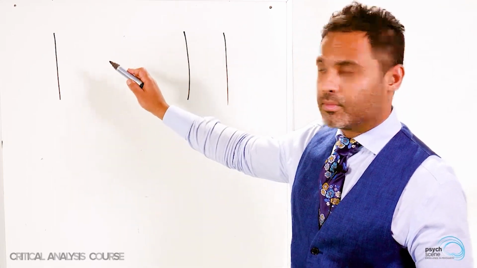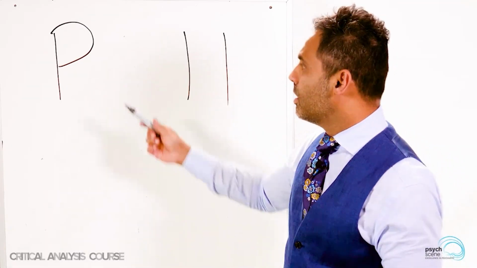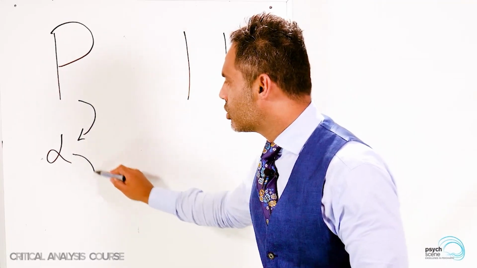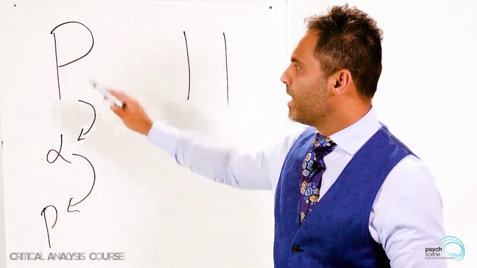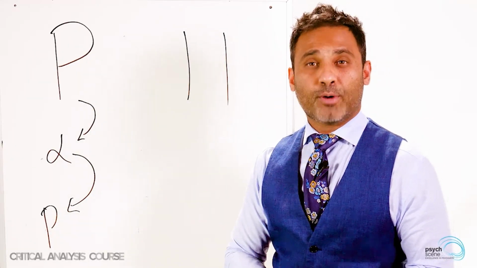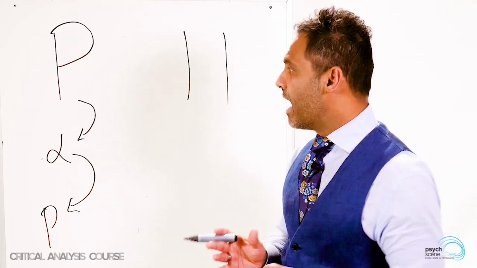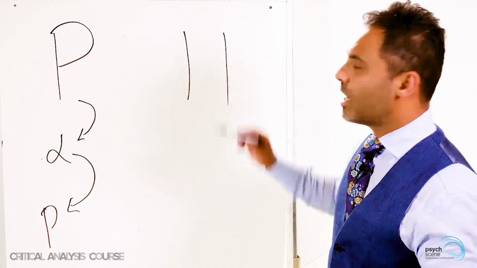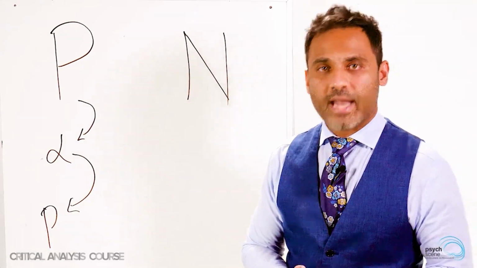Type 1 error is P, remember it as P, is false positive. This is linked to alpha, which is linked to p-value. Type 1 error is P linked to alpha, which is linked to p-value. This P stands for false positive, which means that the type 1 error is the error of falsely rejecting the null hypothesis.